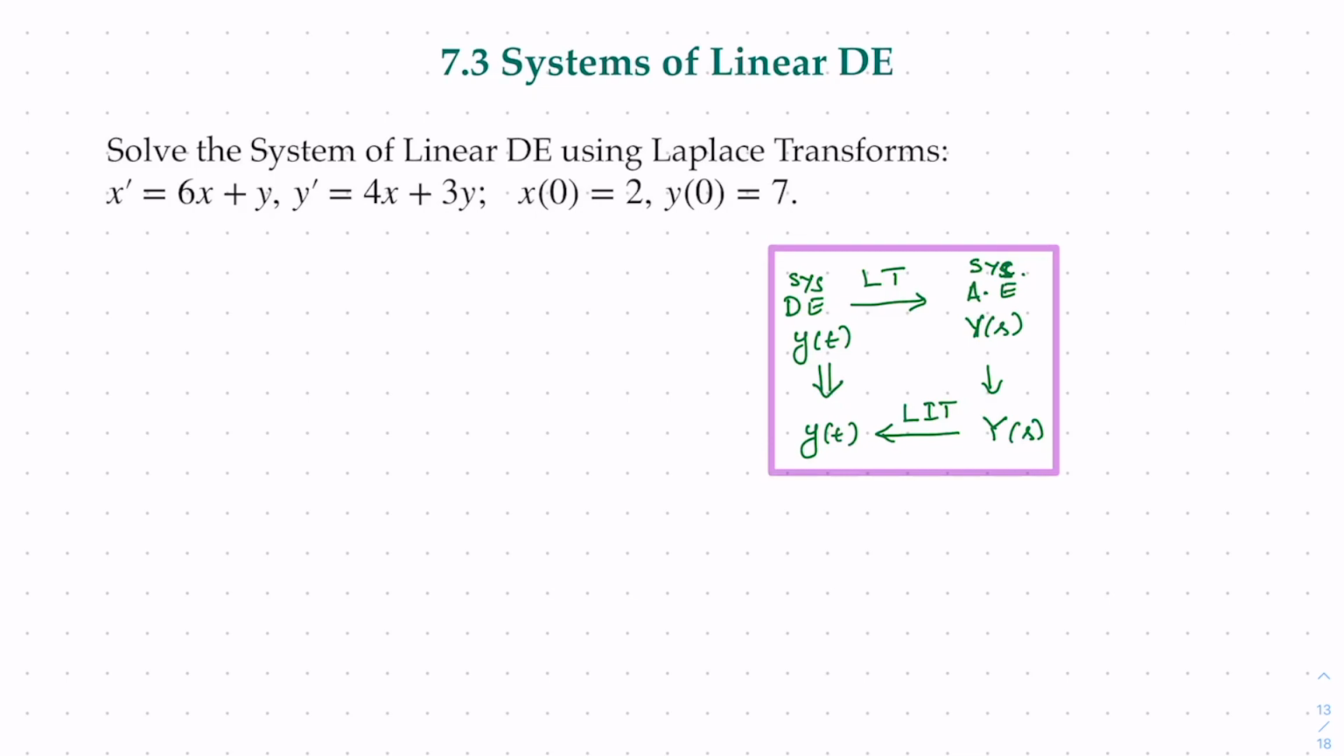But now rather than y of t, we're going to have y of t and x of t. Since we have y of t and x of t, we're going to have Y of s and X of s. And then we're going to have a solution Y of s and X of s. And then we are going to transform that into y of t and x of t. And that's how we're going to solve this problem. And let's see how we do that.